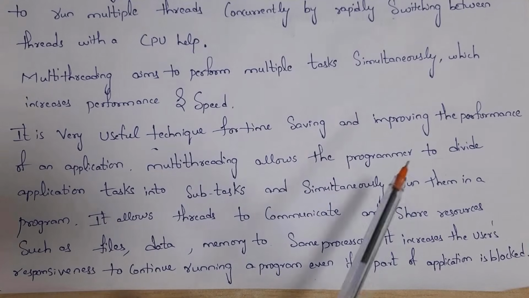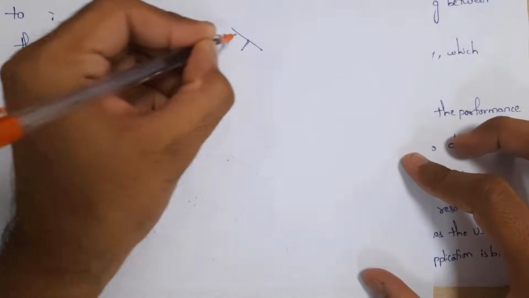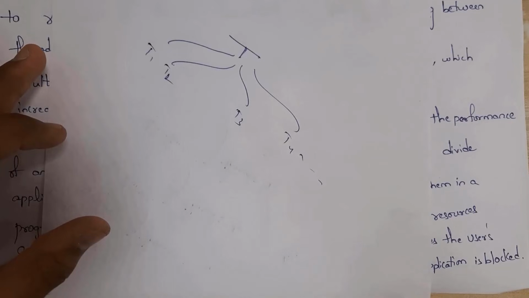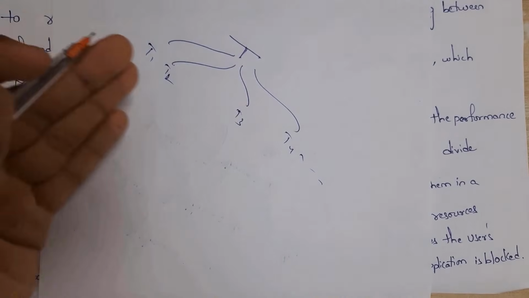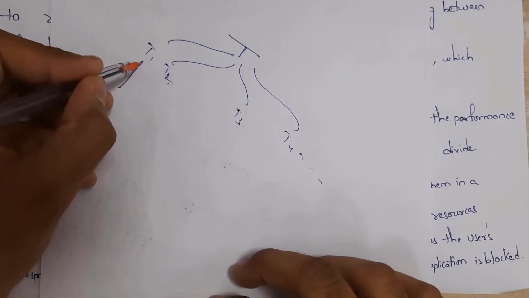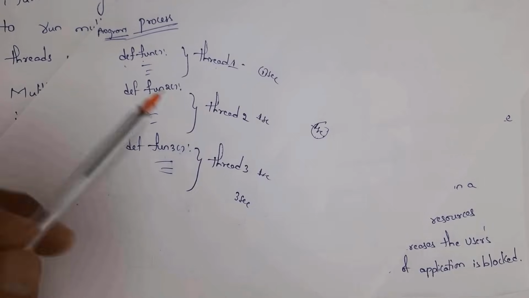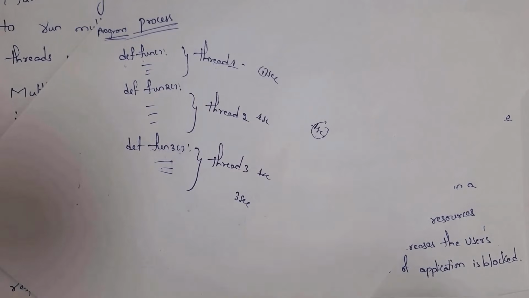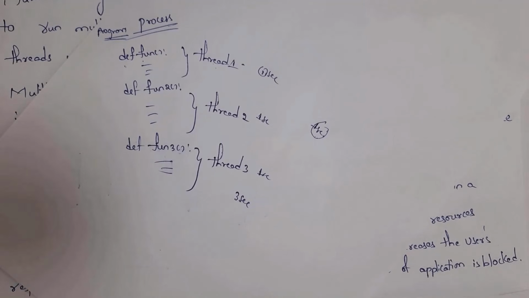Multithreading allows the programmer to divide application tasks into subtasks and simultaneously run them in a program. For example, there is a big task. By using multithreading, we can divide this big task into smaller subtasks like T1, T2, T3 and so on, and simultaneously run them in a program. Now we can execute all this by using multithreading. All these 3 threads can communicate with each other, that is, they can share resources, files and so on.